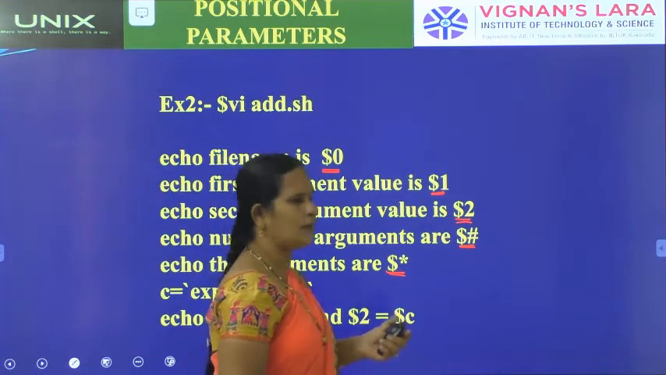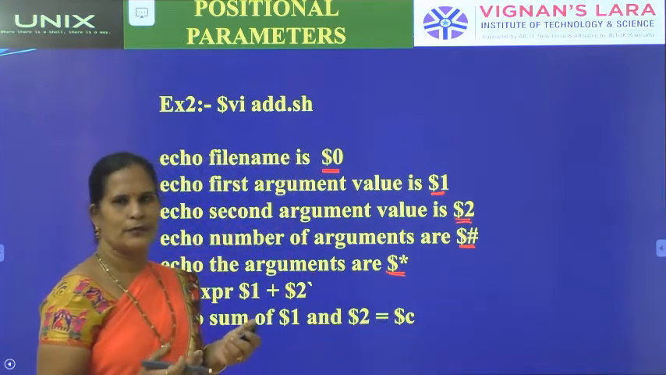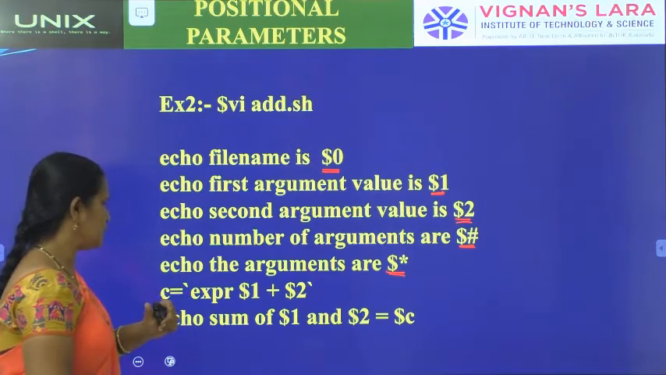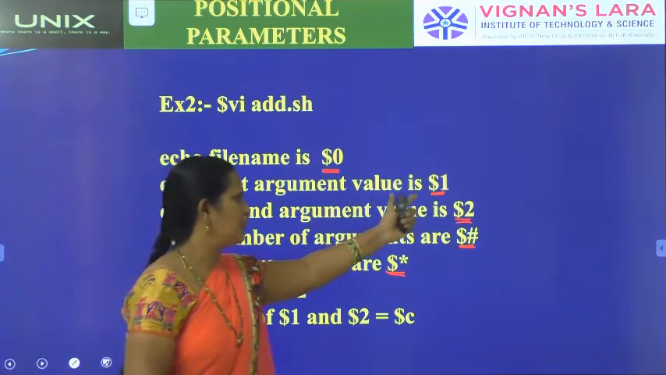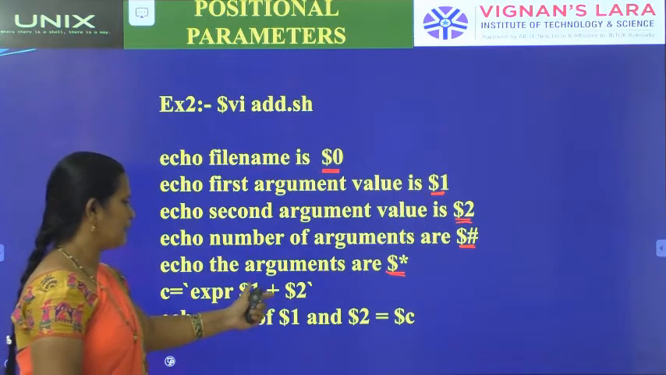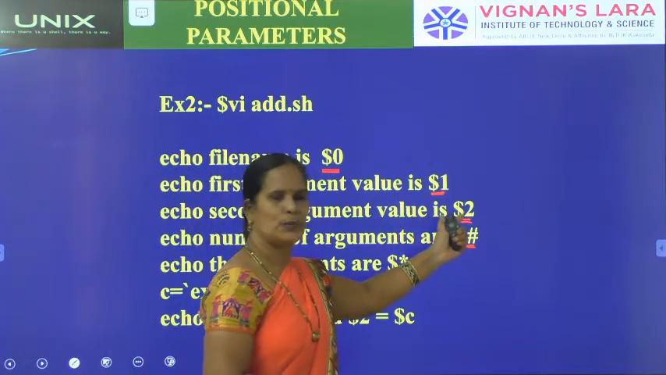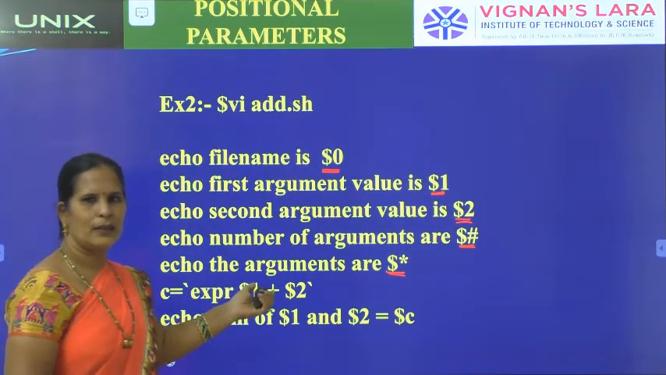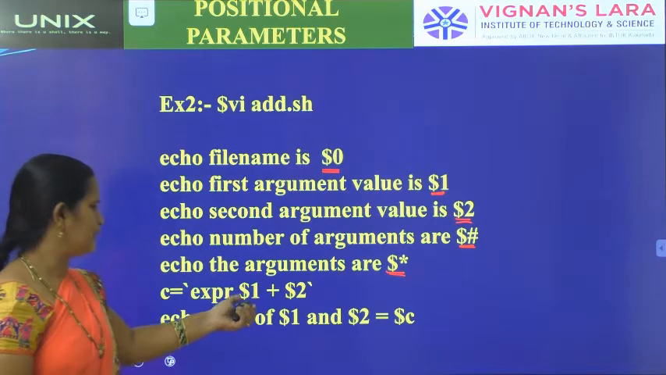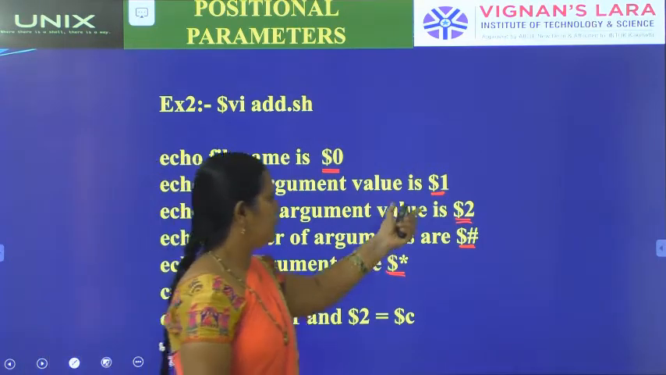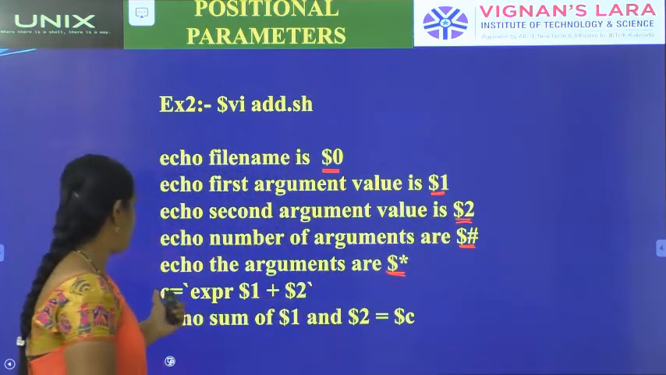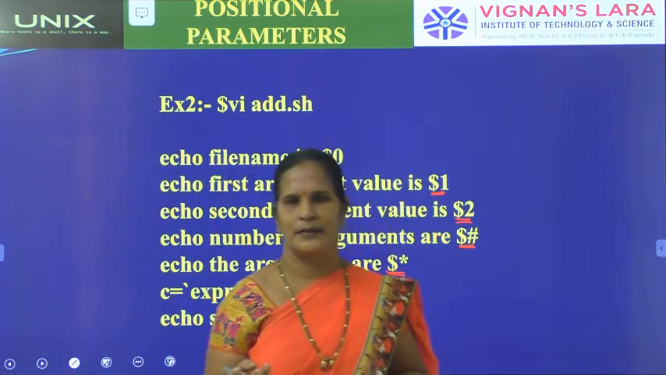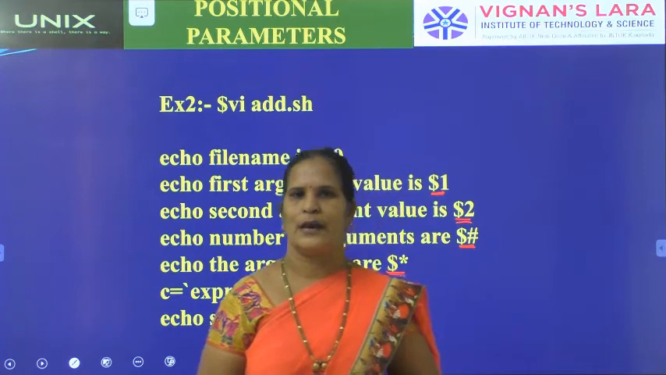In order to perform addition of the first and second argument, we have to use the expr command. Here I used one variable: c=`expr $1 + $2`, where the first argument value is stored in $1 and the second argument value is stored in $2. So the addition of these 2 positional parameters is stored in the variable c. Like this we can perform subtraction, multiplication, division, everything just by using these command line arguments.